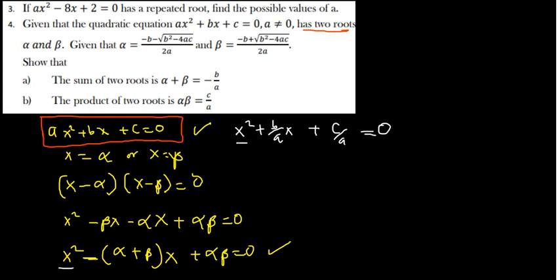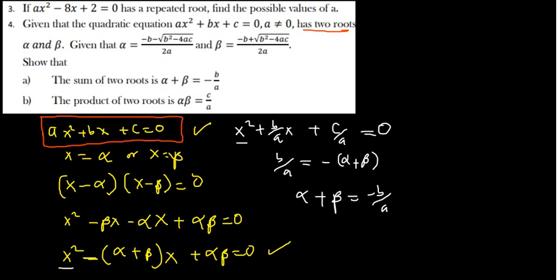It means that the coefficient of x should be equal to the coefficient of x. So what is the coefficient of x here? It is b over a. That should be equal to the coefficient of x here. What is it? It is negative alpha plus beta. If I divide now by this negative, then I'm going to have alpha plus beta equal to negative b over a, because the negative goes on that side when I divide by it.